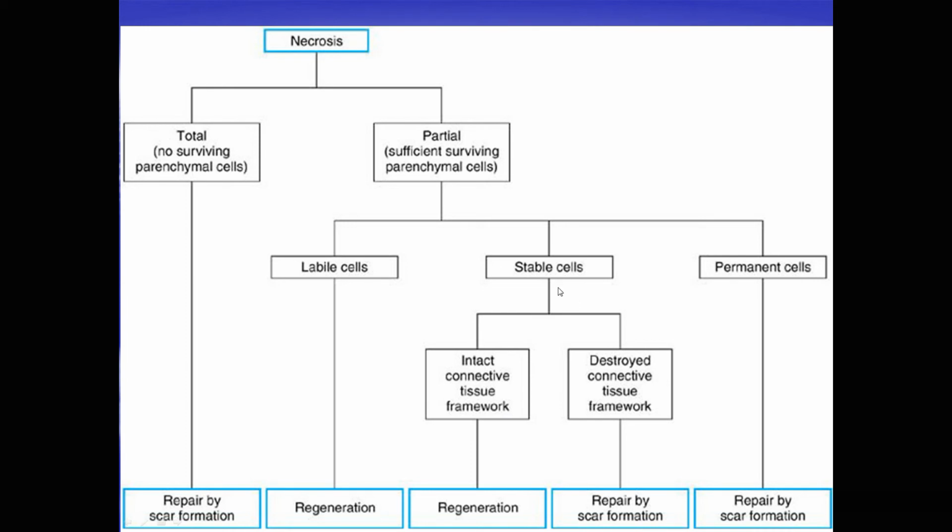However, in chronic hepatitis, especially aggressive hepatitis, the tissue framework, the connective tissue, may be destroyed. So, in such a case, the repair will be done by scar formation. The chronic hepatitis will turn into liver cirrhosis. Scars will be deposited to form nodules in the liver tissue. And finally, the permanent cells, for example, cardiomyocytes, are not able to regenerate. The repair after loss of parenchymal cells will be done by scar formation.